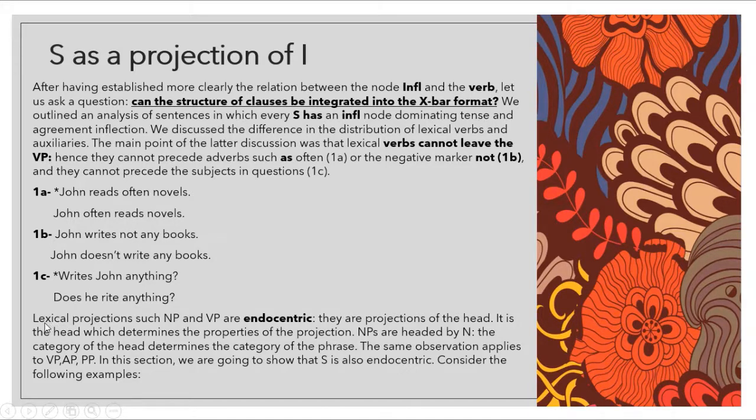Lexical projections such as NP and VP are endocentric. What do we mean by that? It means that they are projections of the head. It is the head which determines the properties of the projection. NPs are headed by N. The category of the head determines the category of the phrase. The same observation applies to VP, AP, and PP.